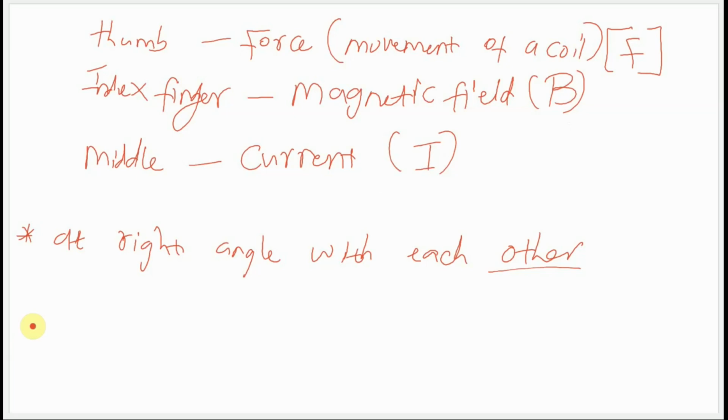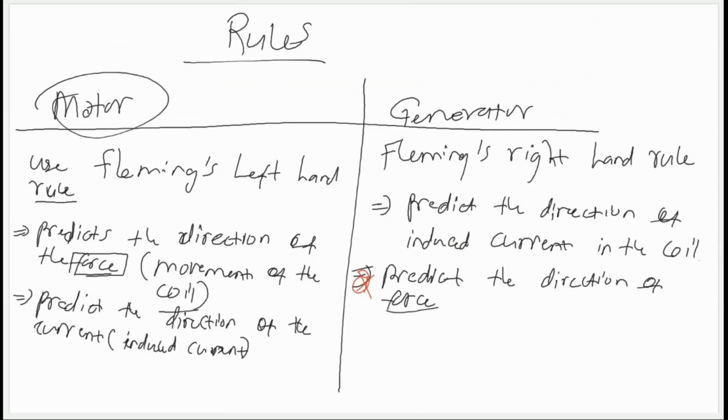They will give a direction of either a force or a current. The direction of the magnetic field is always given. You won't have to predict it, because if you know the position of the north and south poles of the magnets, then you can easily see the direction of the magnetic field. Remember, the magnetic field moves from the north side of the magnet to the south side. So these are the rules that you can use whenever you are working with a motor and a generator.